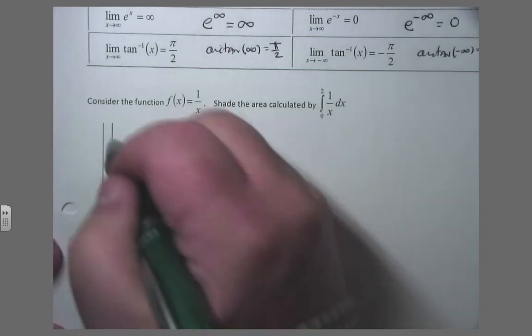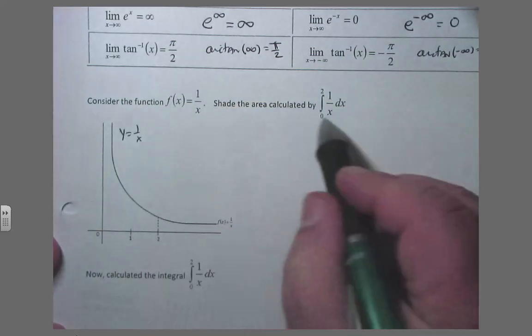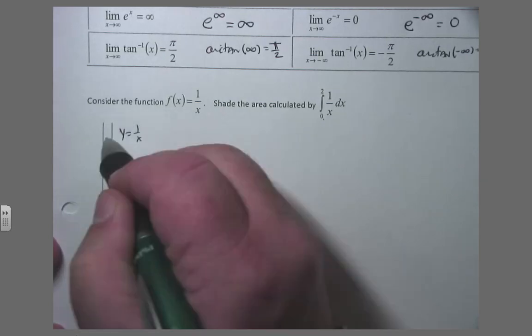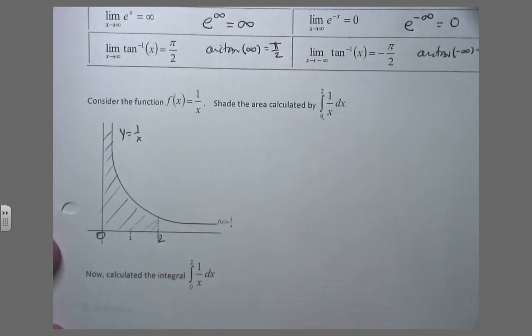So here's the function, y equals 1 over x. There's my curve. And we're looking at the bounds between 0 and 2. Well, here's 0 and here's 2, so we're talking about this area.